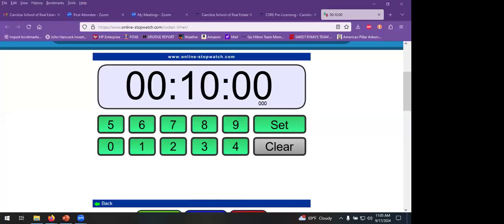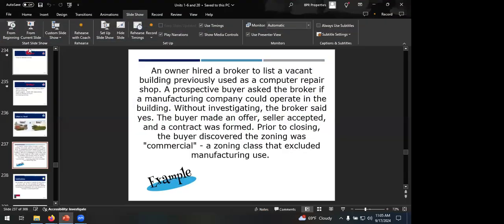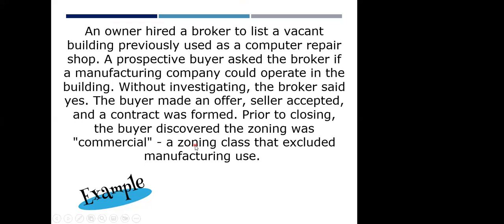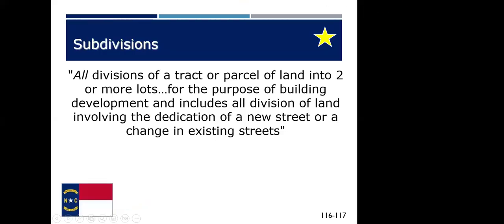Still on public land use controls, but we're going to kind of break away from zoning. Another thing that public land use controls can offer us is the creation of subdivisions. Now, this is not specifically about the covenants. We're going to talk about the covenants in just a bit. Not all subdivisions have covenants. Not all subdivisions enter in an HOA.